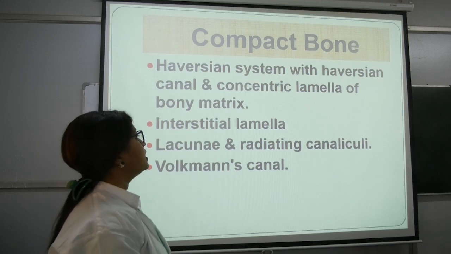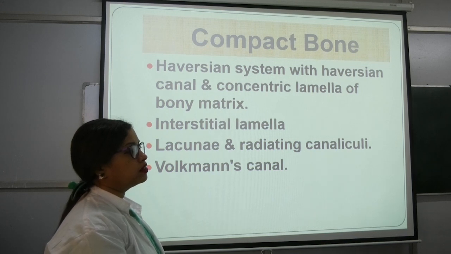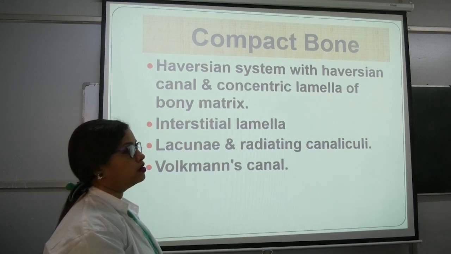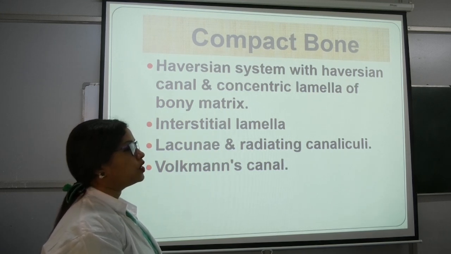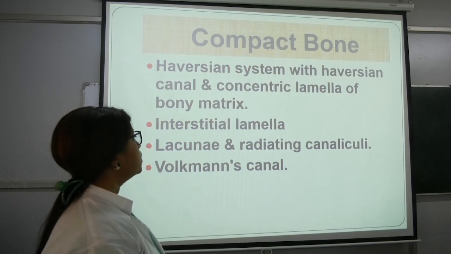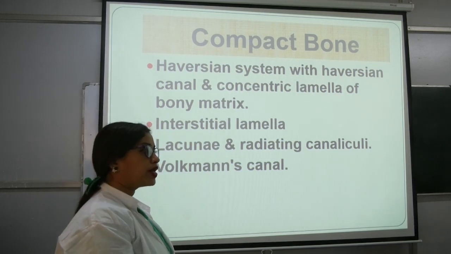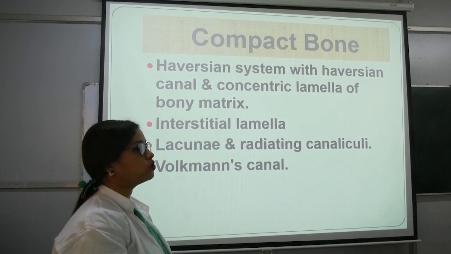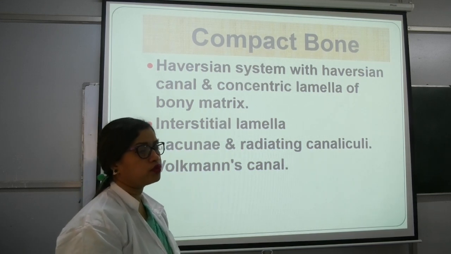Then the second one is interstitial lamella, where you have the intercellular matrix. Then the third one is lacunae and radiating canaliculi, lacunae along with the radiating canaliculi. And the fourth one you have to mention is Volkmann's canal. So these are the four characteristic features that you have to mention.